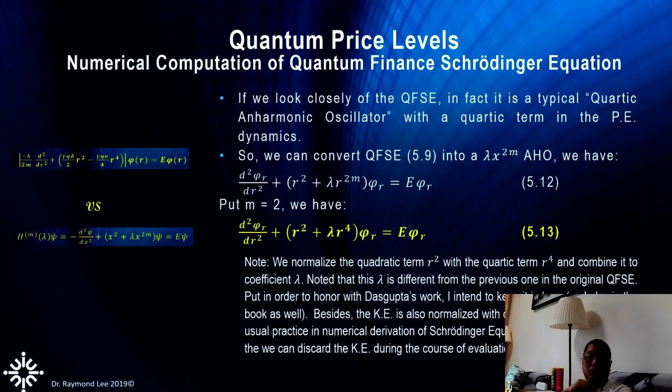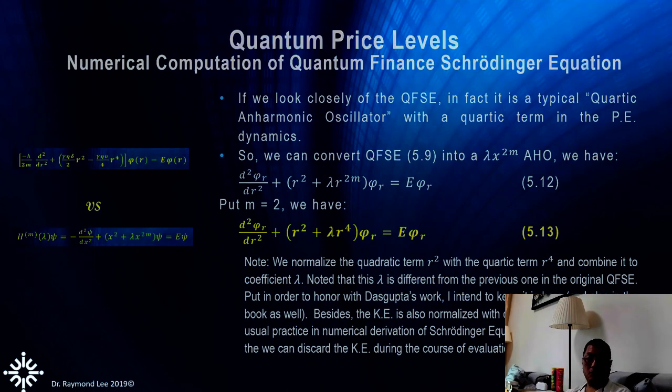Why? Because in usual practice, as seen in many papers on the numerical derivation of the quantum Schrödinger equation, we can discuss the KE part during the course of variation for different energy levels. The main reason is that we always assume the market maker will try to absorb the whole market, so the KE part will try to stabilize into a new excited or new lower state. That's what I mean.